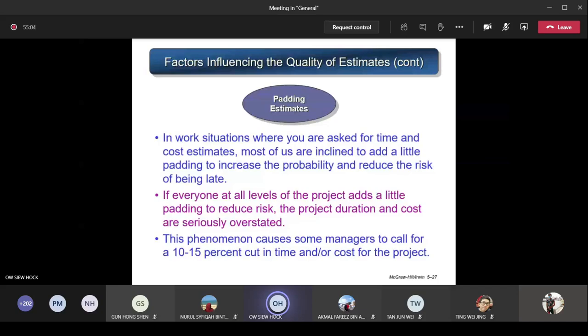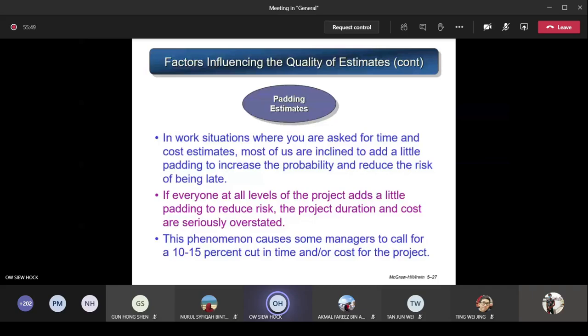If you add up all the work packages, person A in charge of work package WP1 is supposed to take 3 days, so adds 2 more days, becomes 5 days. The owner of WP2 says, oh, supposed to be 8 days, so I say it's 12 days. Everyone adds a bit, so the project duration becomes a lot. Instead of the actual number, let's say you need about 30 days, it ended up becoming 40 days. It got extended a lot, so it becomes overstated. Some of these managers realize that people will do padding. These managers are very smart, so they will call for a 10 to 15% cut in time or the cost for the project.